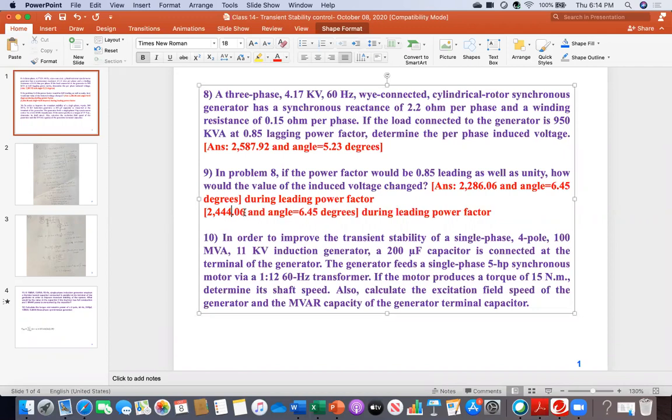2444.58. Yes. Okay, and what was your angle? 6.7983. Okay, I got 6.8 during... let me write so everybody can see, during unity power factor. Okay. And did you also do number 10?